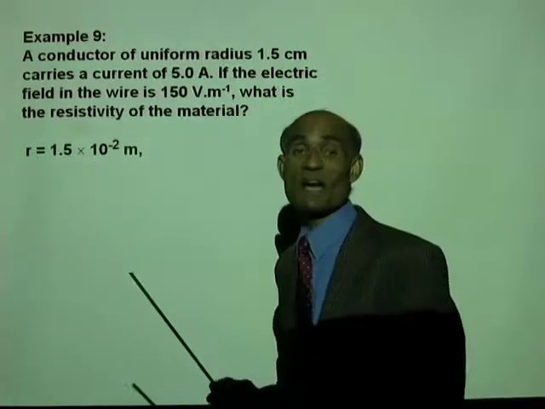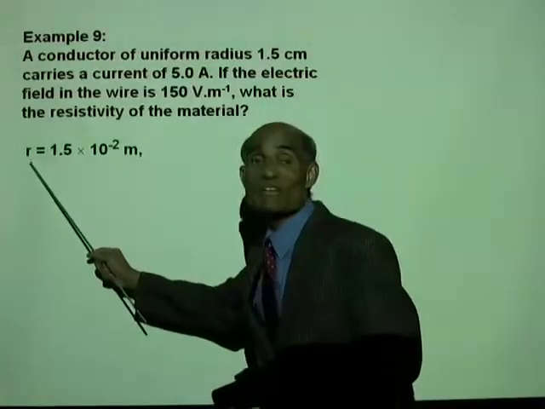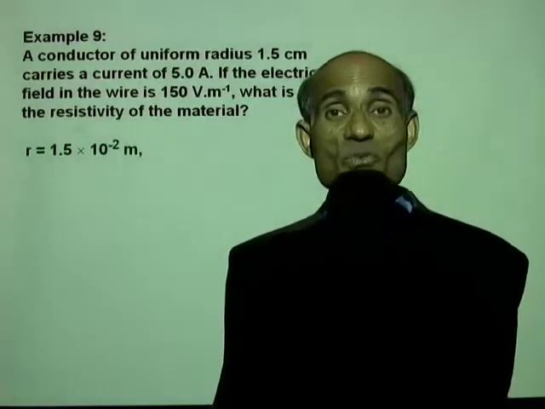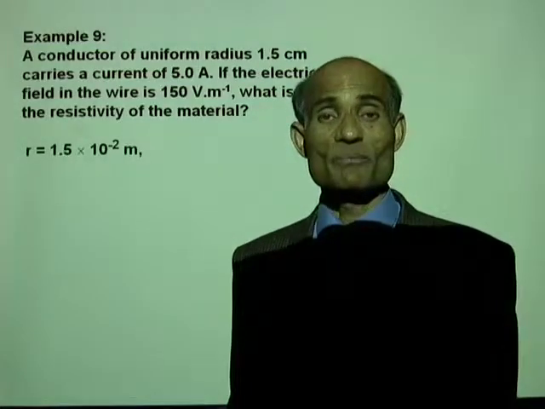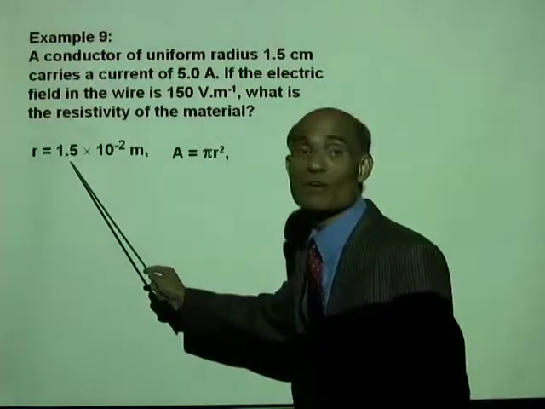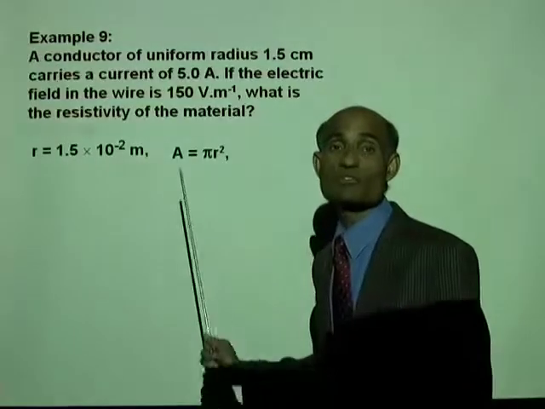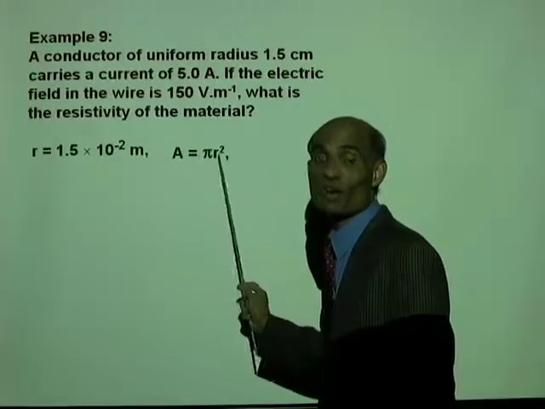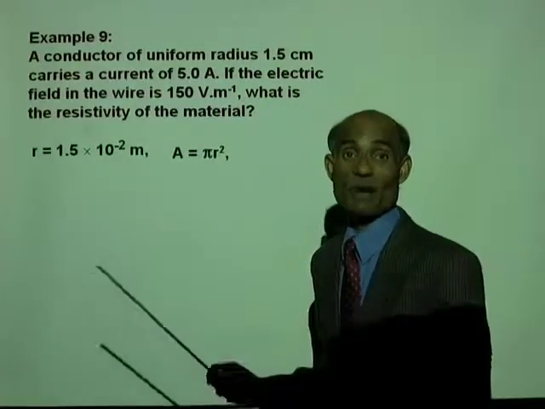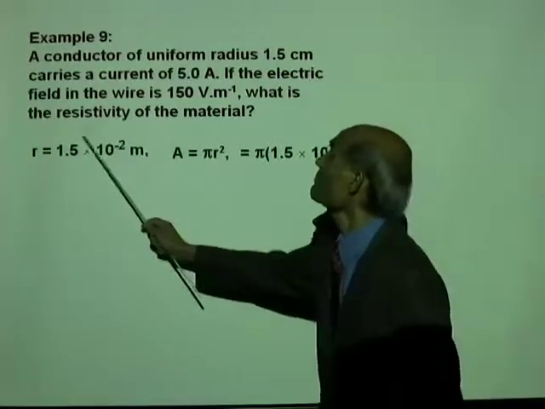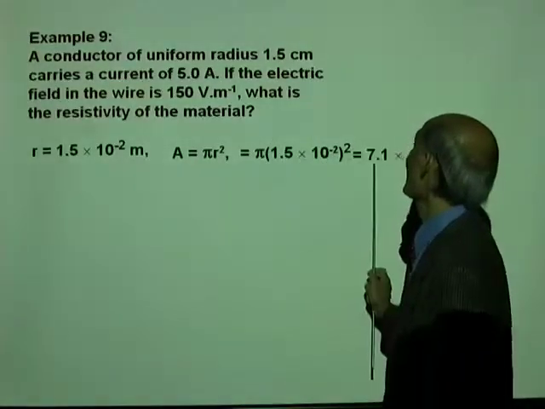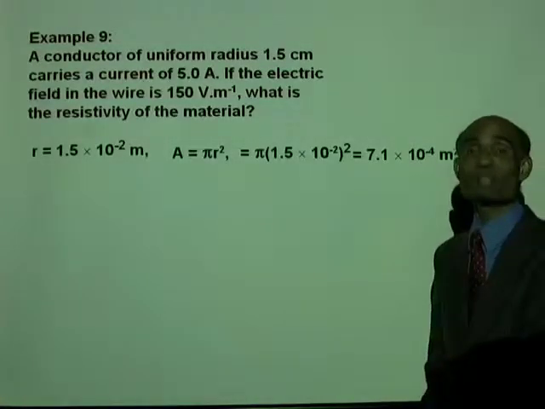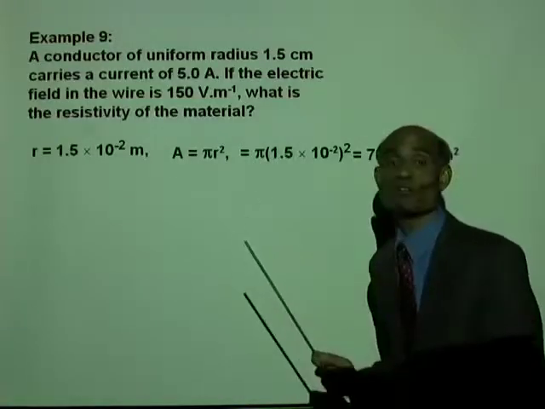Now, what other things do we have? The radius r of the wire is 1.5 times 10 to the negative 2 meter. What else do we know? If the radius of the wire is 1.5 times 10 to the negative 2 meter, what is the area of cross section? Area of cross section is pi r squared, and that will be pi times the square of the radius. That gives me 7.1 times 10 to the negative 4 meter squared.